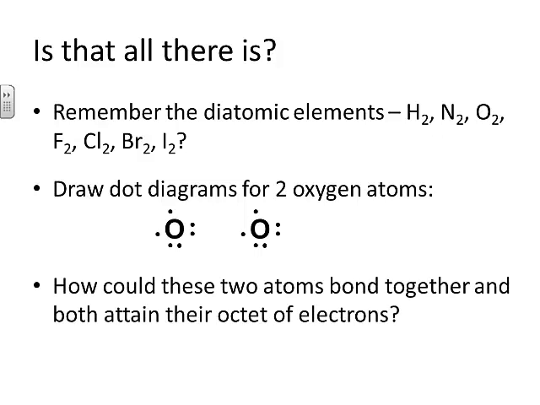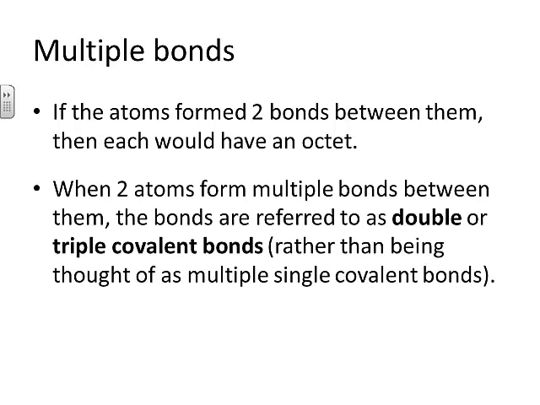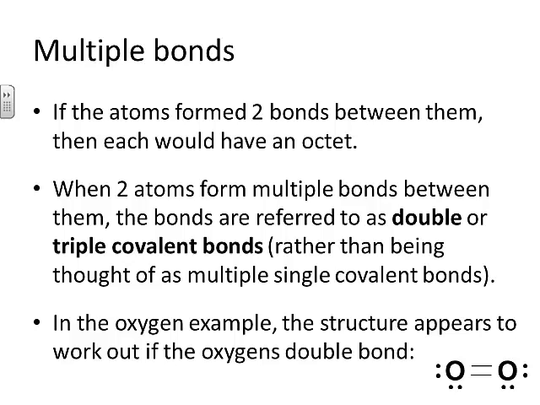How could these two atoms bond together and both attain their octet of electrons? It looks to me as though they're going to have to bond with each other more than once. If the atoms formed two bonds between them, then each would have an octet. When two atoms form multiple bonds between them, the bonds are referred to as double or even triple covalent bonds, rather than being thought of as multiple single covalent bonds. In the oxygen example, the structure appears to work out if the oxygens double bond, as you see here.